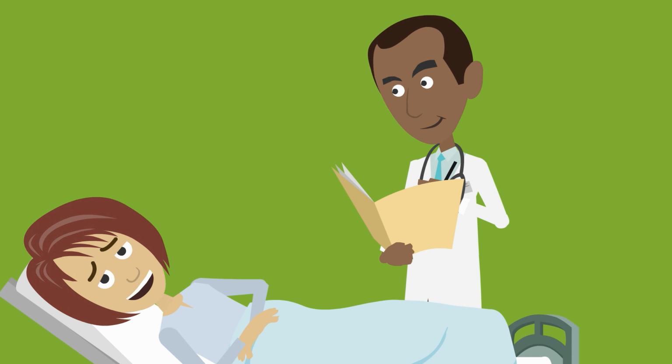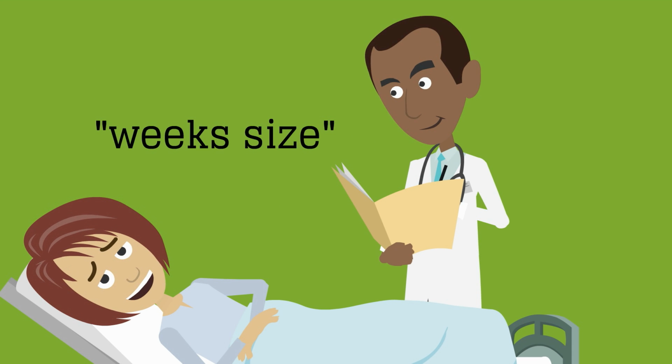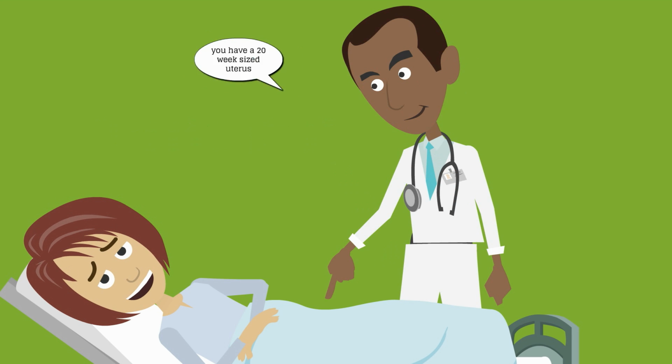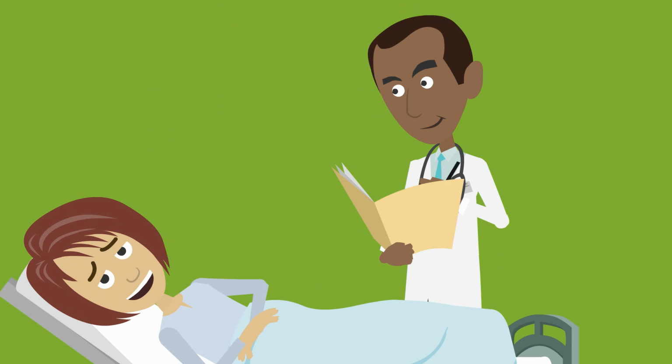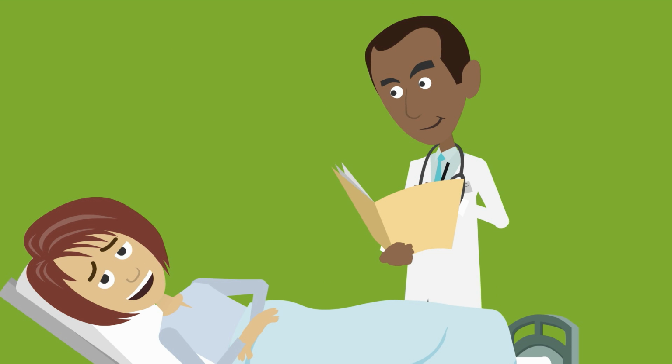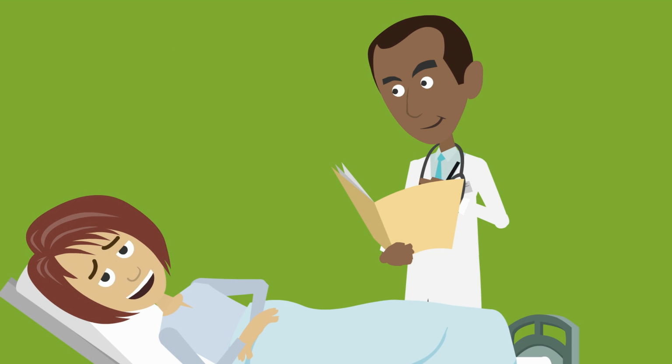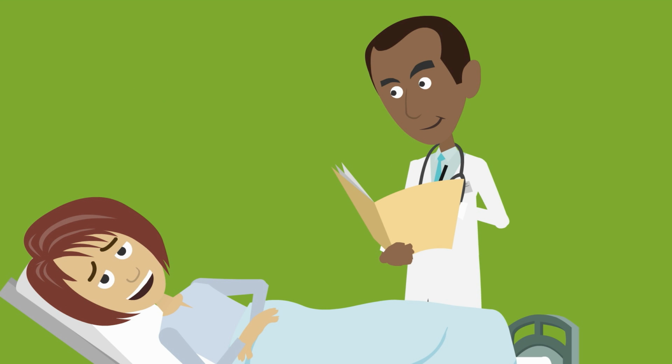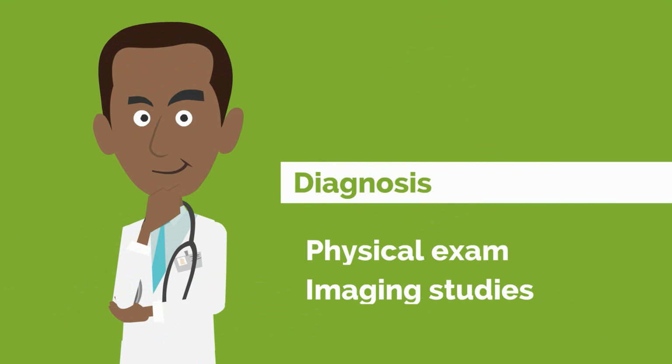And since we are obstetrician gynecologists, we often describe the size of the uterus in terms of week size compared to the pregnant uterus. You have a 20-week sized uterus. Or we will describe the number of finger breadths beneath the umbilicus. Your uterus palpates to 2 finger breadths below the umbilicus. Smaller fibroids, or fibroids that are submucosal or intramural, may not be palpable on physical examination. The diagnosis is made through physical examination and imaging studies.